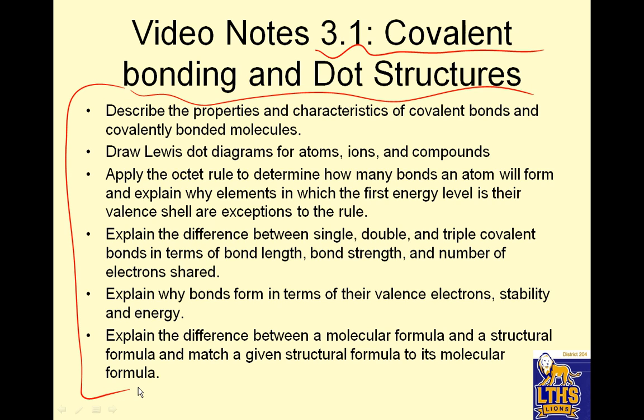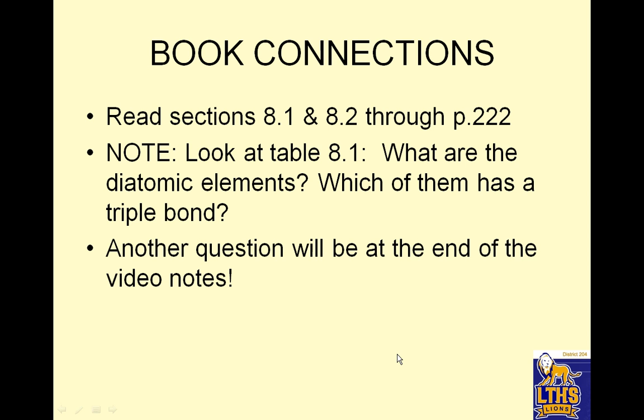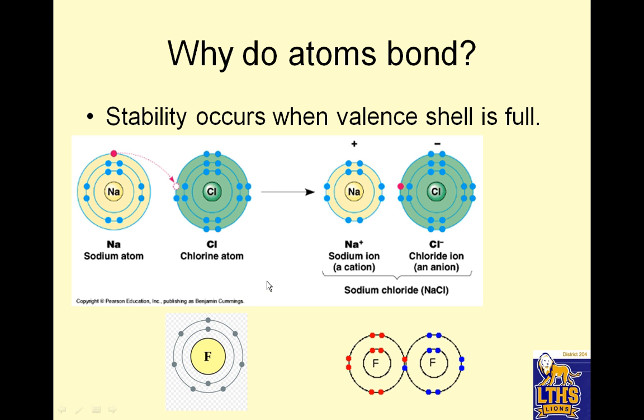So here are the objectives that we're going to be looking at: drawing Lewis dot diagrams, properties and characteristics of bonding, a molecular formula, and a molecular structure. So what do you want to bond? That's what's going to happen here. We're talking about bonding. Read those sections through that page, answer this and this, okay? And there's going to be another question at the end, all right? So let's get busy talking about why do atoms bond.